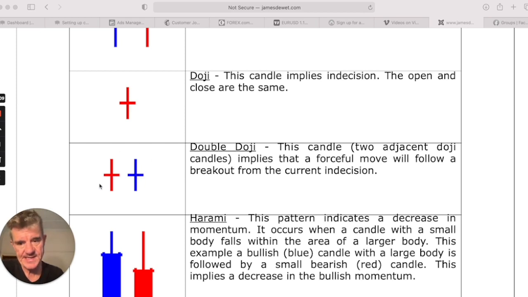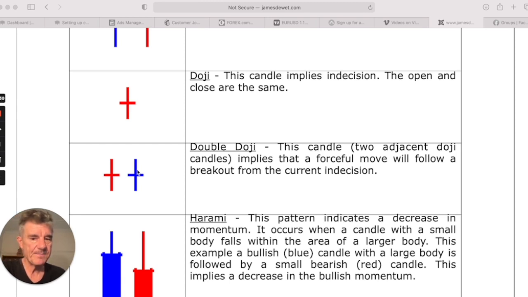But if we use these in combination, again, with the points of high probability on the chart, where we've got a place where we would expect potentially for there to be a reversal in direction, then these can be very, very powerful and useful indeed.